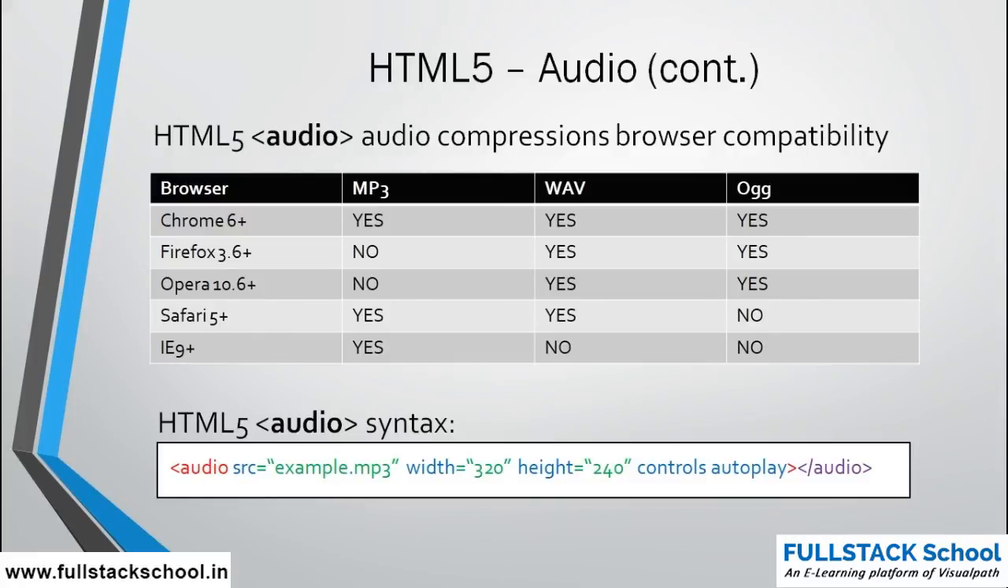Next, if you see the HTML5 audio compression browser compatibility, in the table you can see MP3, WAV and OGG for Chrome, Firefox, Opera, Safari and IE9 plus. Below you can see the HTML5 audio syntax, which is audio src equals example.mp3, define width, height, then controls, which should be autoplay, then close the audio tag.